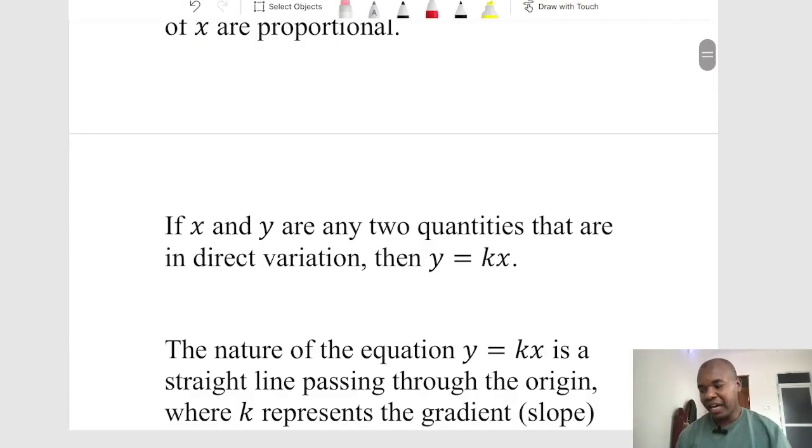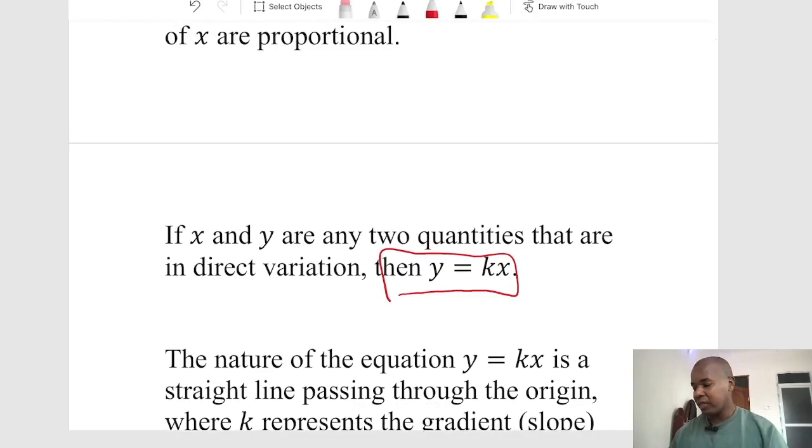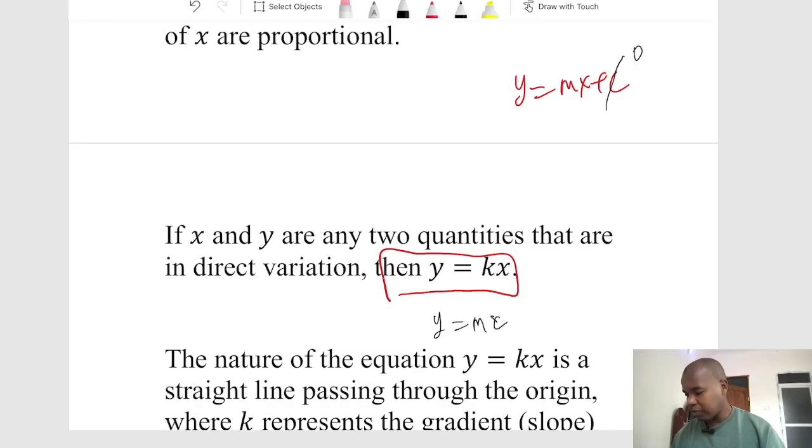If x and y are any two quantities that are in direct variation, then the equation connecting y and x is y equals kx. The nature of the equation y equals kx is a straight line passing through the origin, where k represents the gradient. You remember that if you have y equals mx plus c, in this case c is 0, so you have y equals mx.